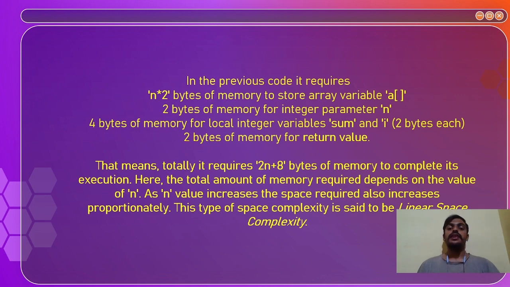2 bytes of memory for integer parameter n, 4 bytes of memory for local integer variables sum and i, and 2 bytes of memory for each return value. That means totally it requires 2n plus 8 bytes of memory to complete its execution.